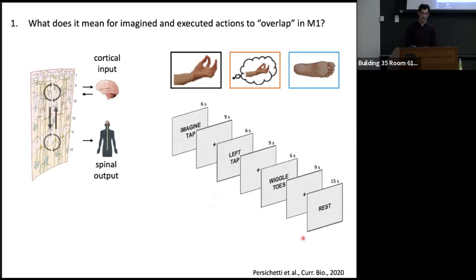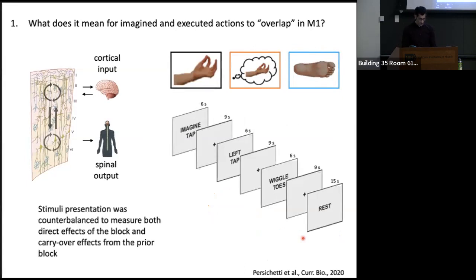And we did this in a slow event-related design. Our TRs were relatively long, a little bit over 3 seconds. So our stimulus presentation needs to be a little bit slow too. And we presented these conditions in a counterbalanced way so that we could measure both the direct effects of each condition and also the carry effects of the prior condition on the present one. So in plain language, how is this tapping condition affected by the preceding imagined tapping? And that'll become important when I get to question 2.